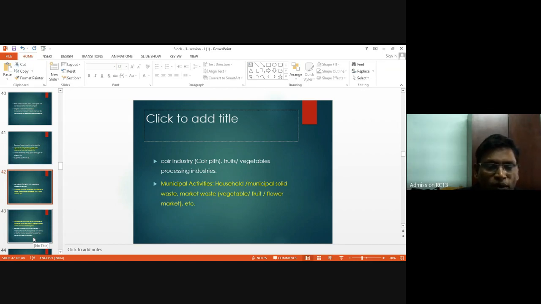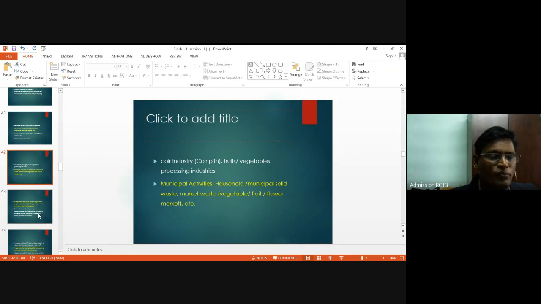Municipal activities: household and municipal solid waste, market waste, vegetables, fruits, flowers, and more. Nowadays in urban areas, there is a vast quantity of unused material. In the cities we can witness large quantities of vegetables in the market that are wasted during transportation or storage, or fruits, or flowers left over after usage. All this can be a source of organic manure, converted into a useful product for application in the crop field.